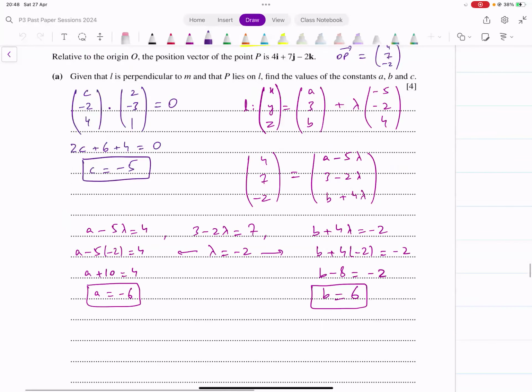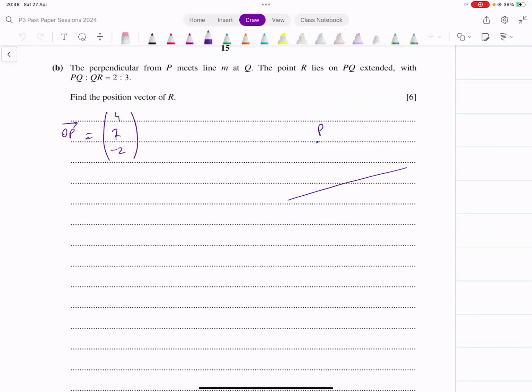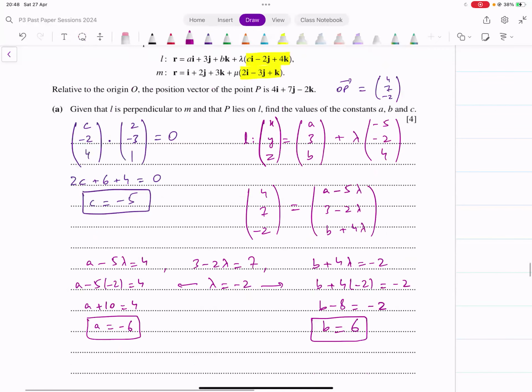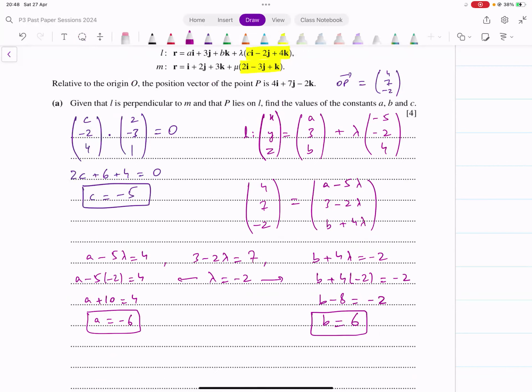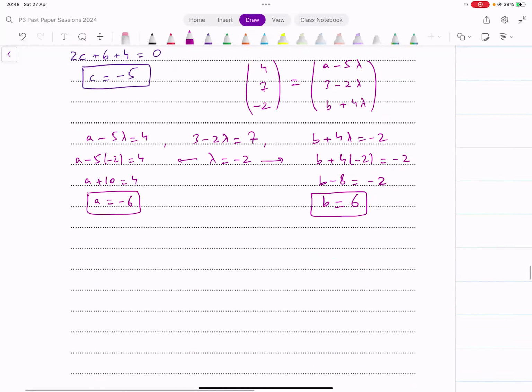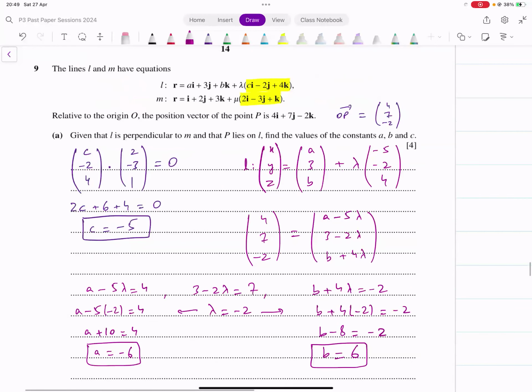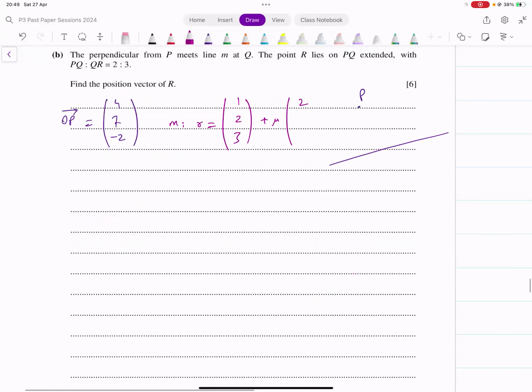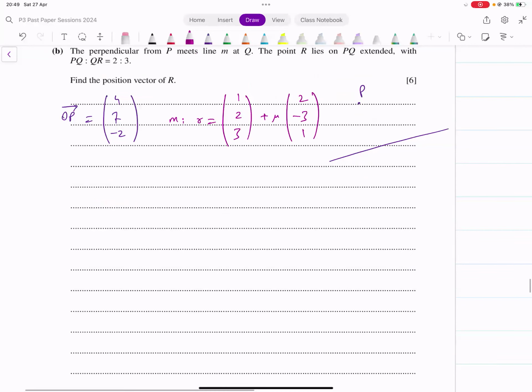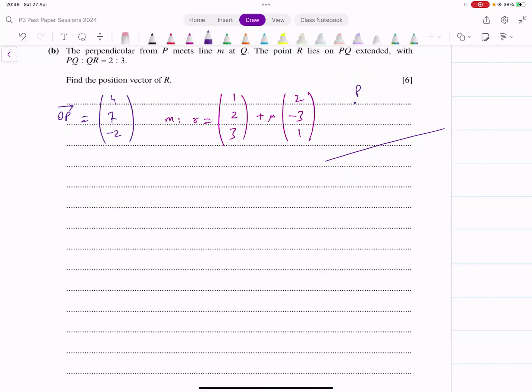4, 7, -2. And then we've got the line M. The line M has this equation. Let me write that down here as well. R equals (1, 2, 3) plus mu into (2, -3, 1). That's the line M.